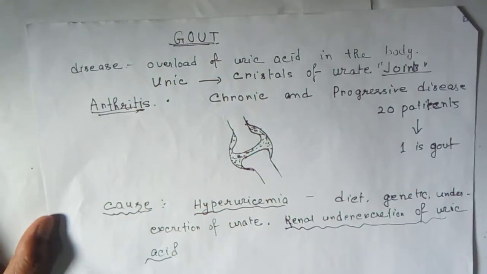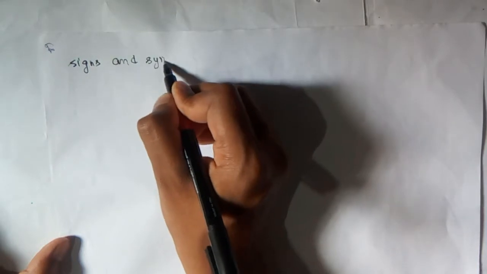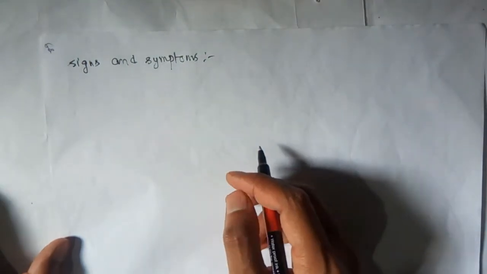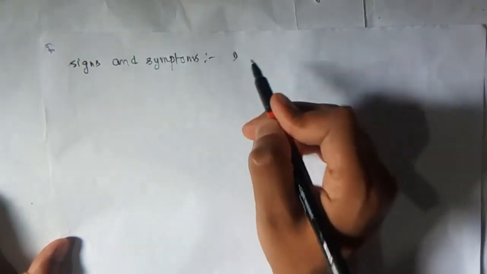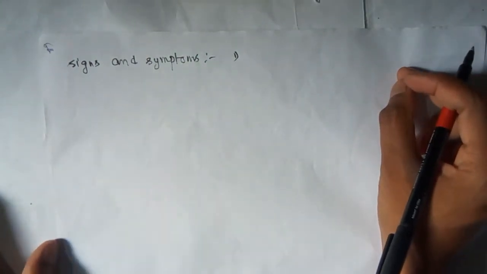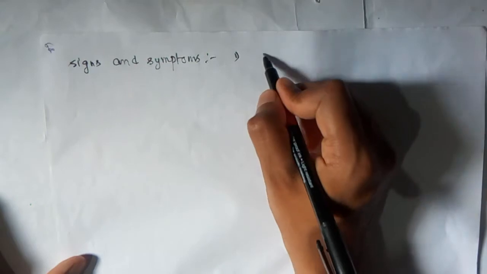Now we will discuss the signs and symptoms of gout. Gout can present in a number of ways, although the most usual is a recurrent attack of acute inflammatory arthritis. Number one is arthritis.